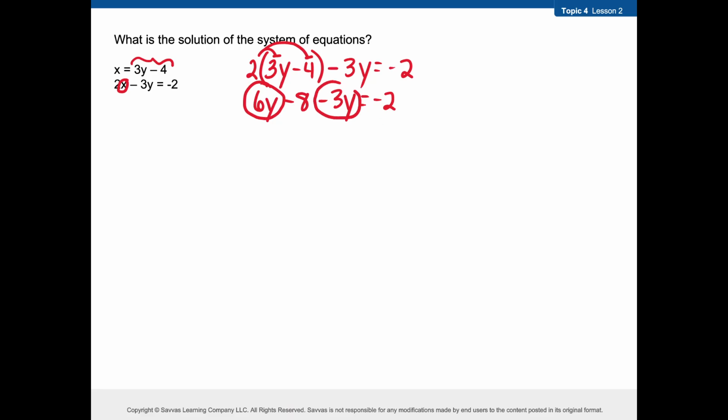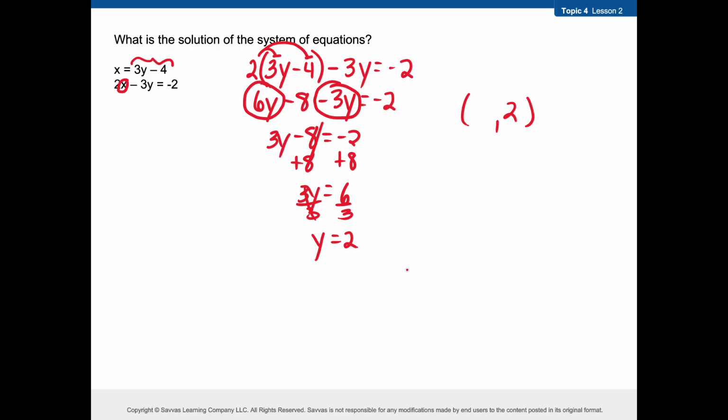Next, I go ahead and combine my like terms. 6y minus 3y minus 8 equals a negative 2. Next, solving for y, I'm going to add 8 to both sides. I'm adding 8 to a negative 2, so that makes a positive 6. And then divide by 3, and y equals 2. We need to be careful that when you are putting this number into an ordered pair, you check to see it is my y coordinate, so that should be my second coordinate.